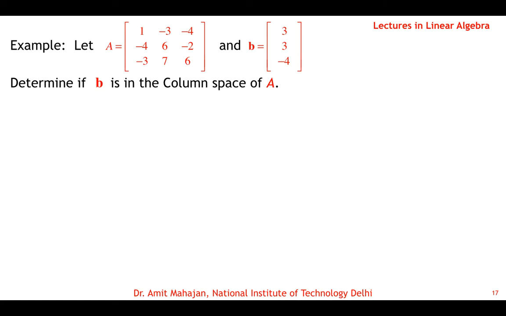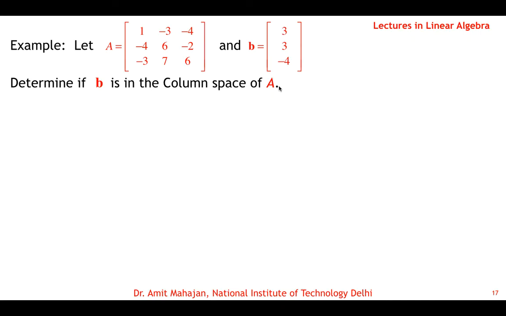Now let us take an example. Let there be a matrix of transformation, simply a matrix A, and a vector B. Clearly there is a 3 by 3 matrix, so the transformation is from R3 to R3. There is a vector B in R3. Determine if B is in the column space of A.